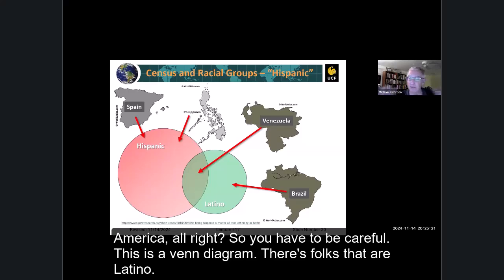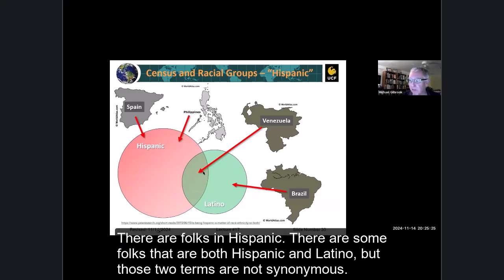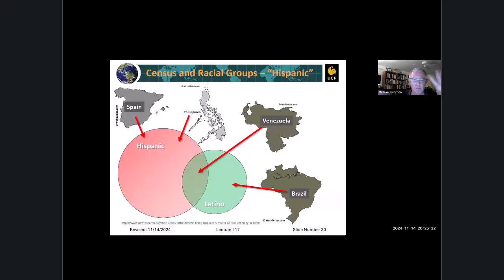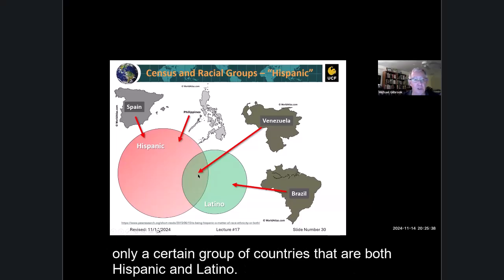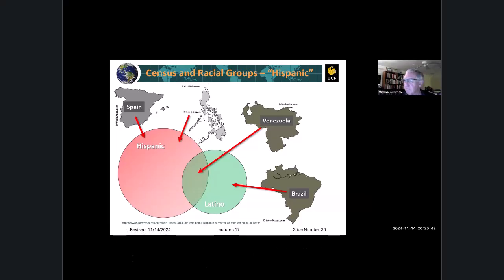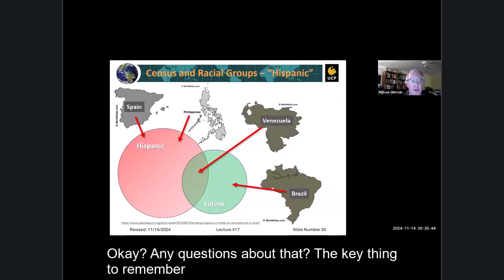So you have to be careful. This is a Venn diagram. There's folks that are Latino. There are folks that are Hispanic. There are some folks that are both Hispanic and Latino, but those two terms are not synonymous. You can be in this group that's either Latino and not Hispanic or Hispanic and not Latino. There's only a certain group of countries that are both Hispanic and Latino. Okay. Any questions about that?